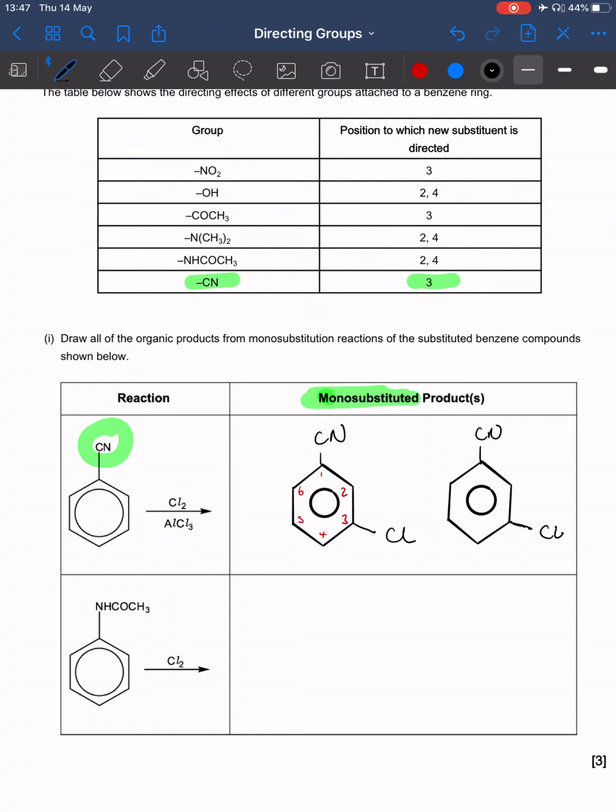Now, let's have a look at the second example. Mono substituted. Again, we need to be careful we don't get carried away. We talk about mono substituted. Let's have a look at the functional group that is added onto the benzene ring. So we've got this group. Let's identify it up in the table, and it's 2,4. So again, let's come down, put our benzene ring in, paste.